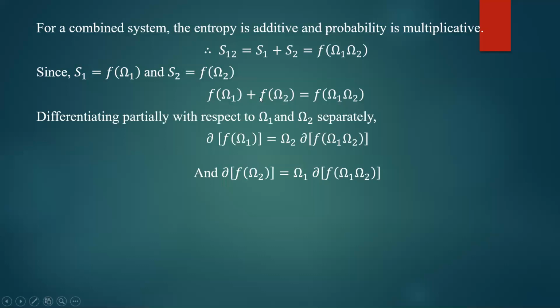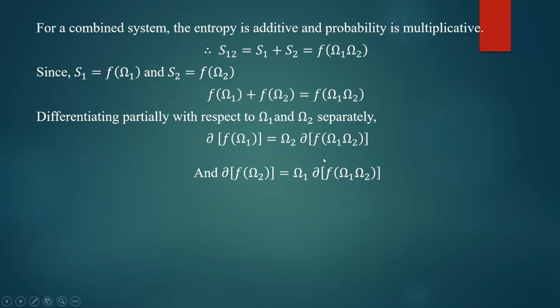Next, you differentiate this equation with respect to omega 2 by considering omega 1 constant. Therefore, you will get the derivative of f of omega 2 equal to omega 1 into the derivative of f of omega 1 into omega 2. Now we have to make the right hand sides equal. Looking at the right hand side of the first and second equations, here it is omega 2 into the derivative of f of omega 1 into omega 2, and here it is omega 1 into the derivative of f of omega 1 into omega 2. So the derivative of f of omega 1 into omega 2 is a common factor. Here it is omega 2, here it is omega 1.